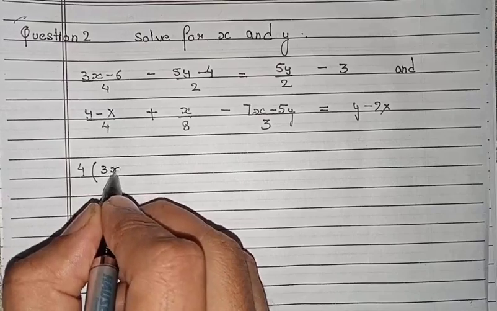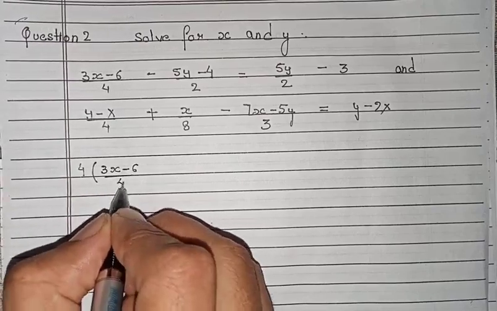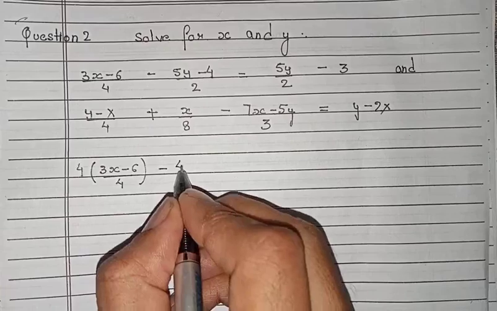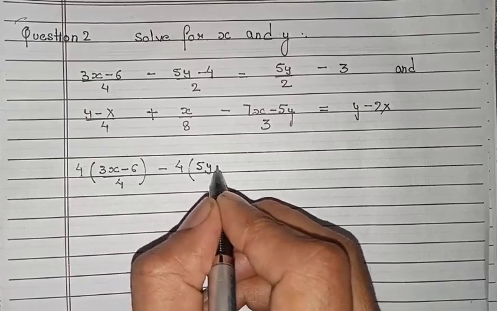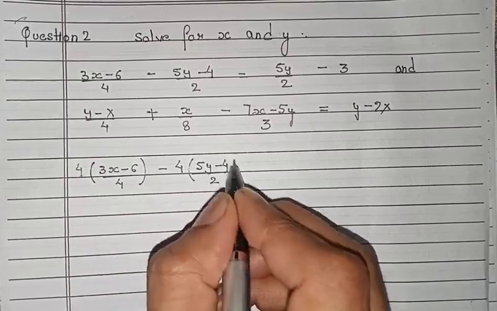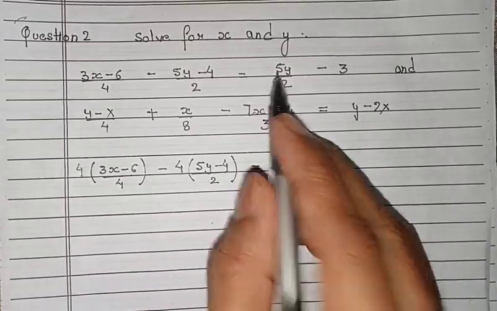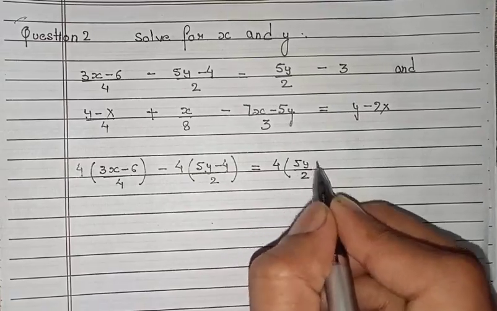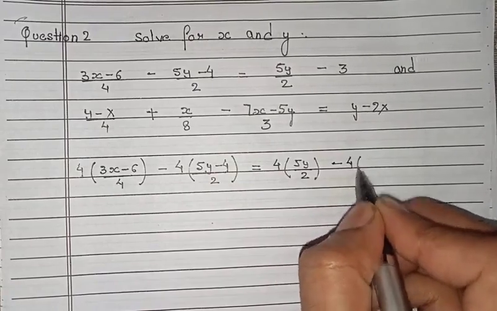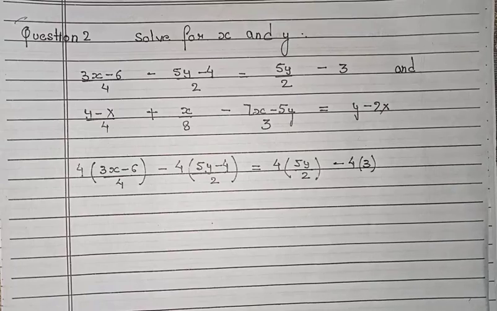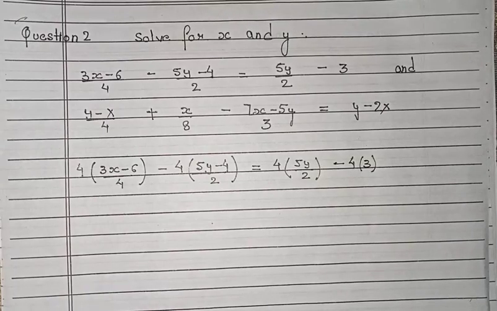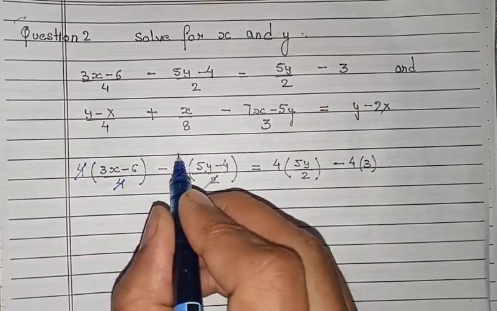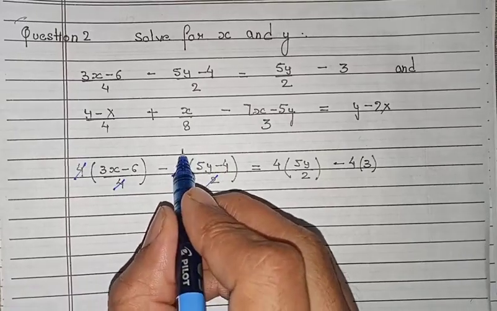So we are solving the first one. The first term is multiplied by 4, then the second term also multiplied by 4. Then moving on to the right side, we will multiply the term by 4, and this last term multiplied by 4. Now when we multiply each term by the LCM, you can see these denominators will be reducing these numerator parts.